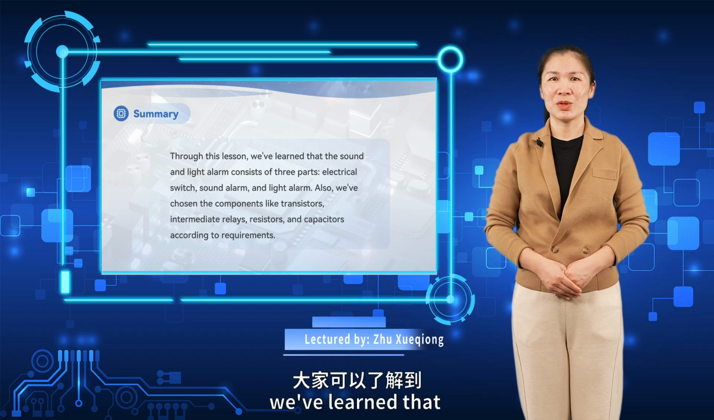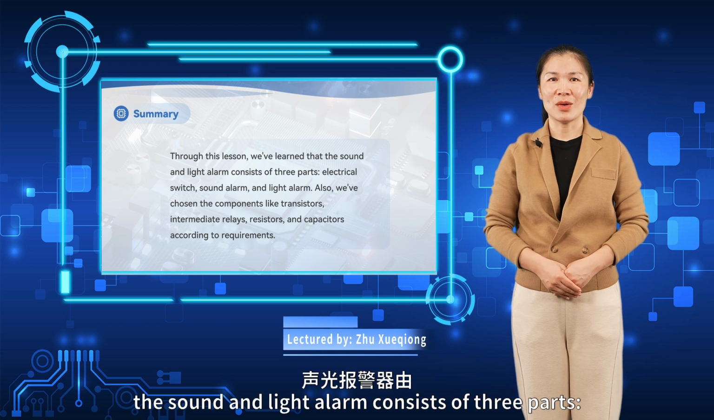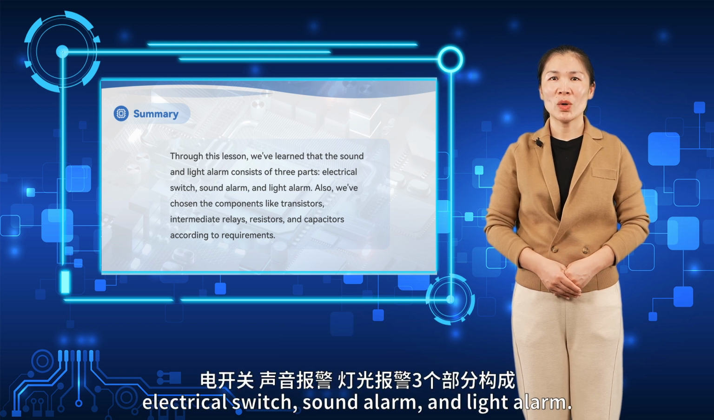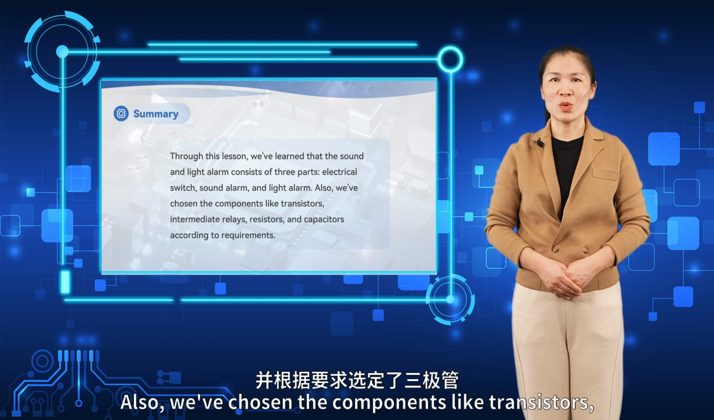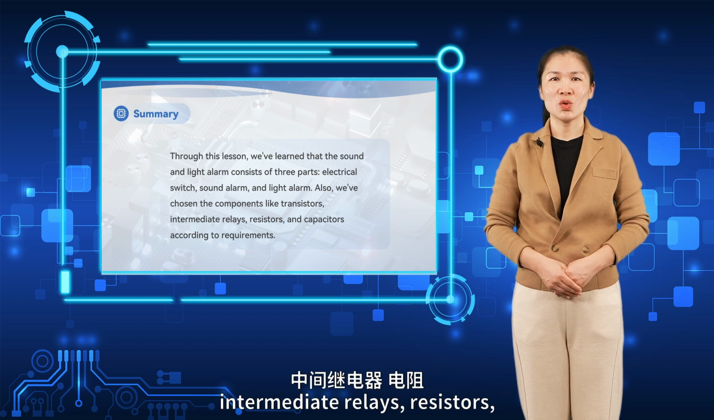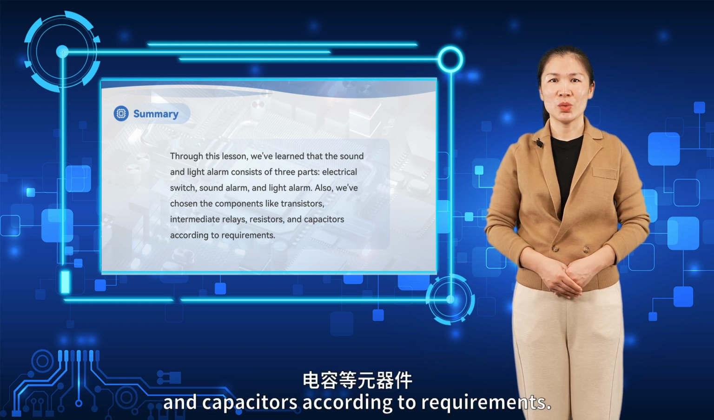Through this lesson, we've learned that the sound and light alarm consists of 3 parts: electrical switch, sound alarm, and light alarm. Also, we've chosen the components like transistors, intermediate relays, resistors, and capacitors according to requirements.